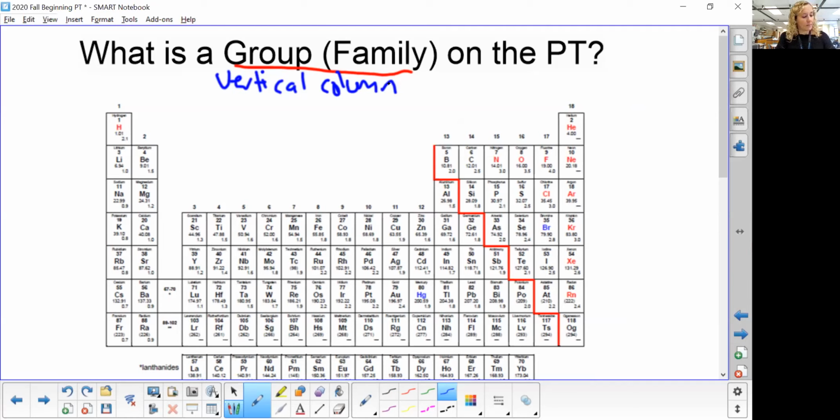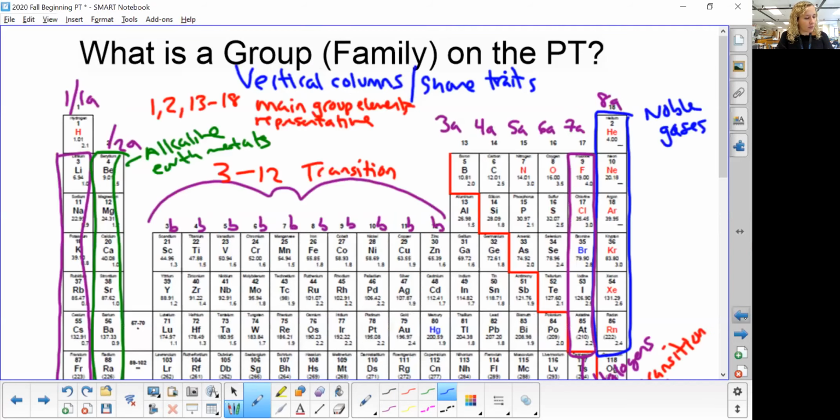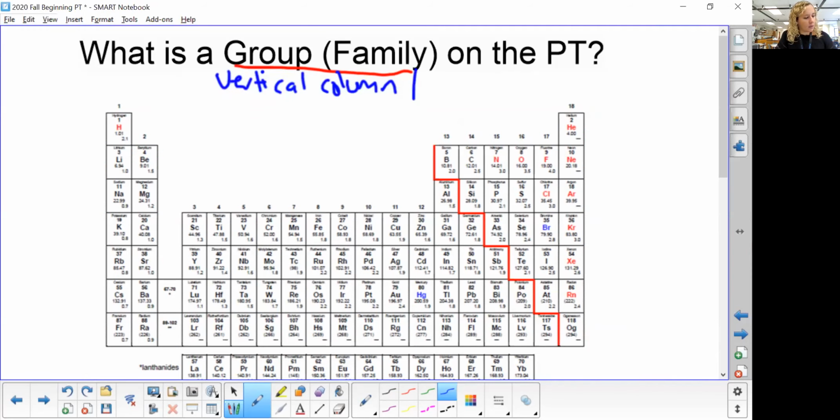And it's called a group or a family. They share traits.